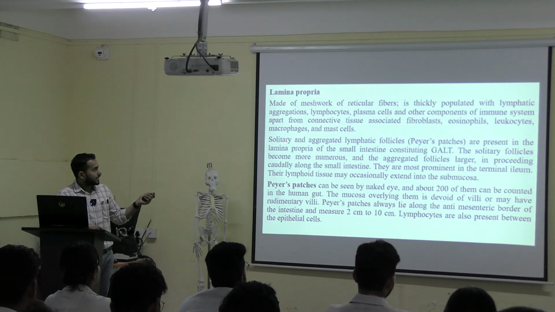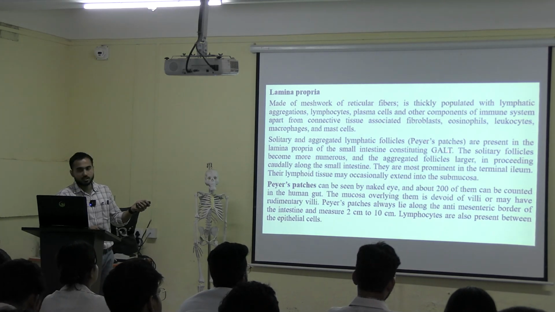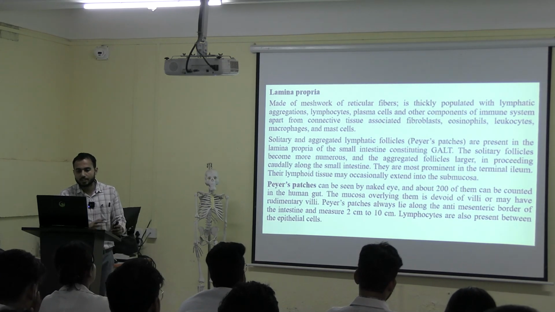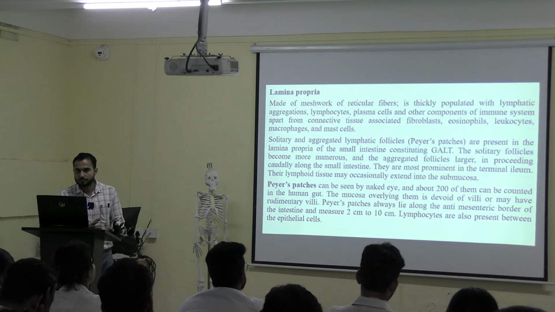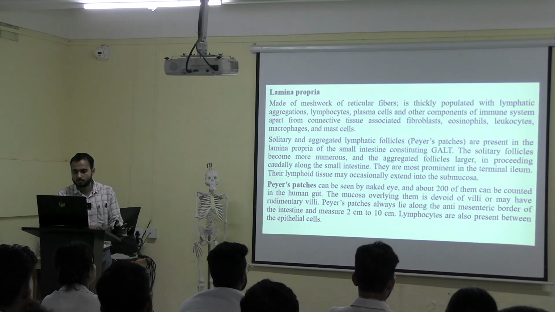Next, solitary and aggregated lymphatic follicles are present in the lamina propria. They form the Peyer's patches and they constitute the GALT. What is the meaning of GALT? Gut associated lymphoid tissue. So these solitary and aggregated lymphatic follicles together form Peyer's patches, and they come under GALT, that is gut associated lymphoid tissue.